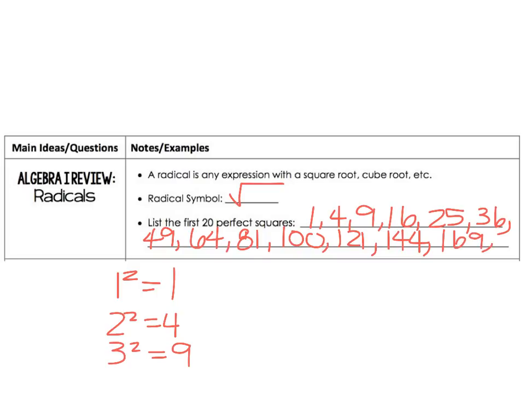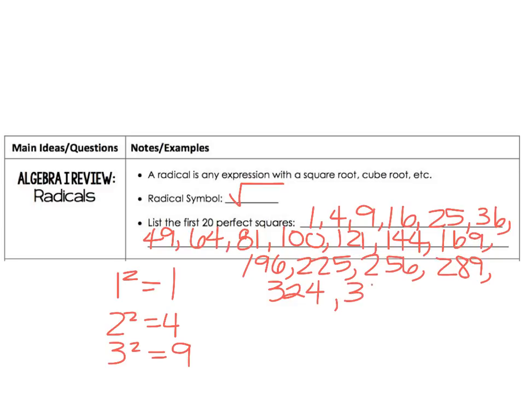14 squared gives us 196. 15 squared, 225. 16 squared, 256. 17 squared gives us 289. 18 squared, 324. 19 squared, 361. And last but not least, 20 squared gives us 400. All right, so being familiar with our perfect squares is very important.